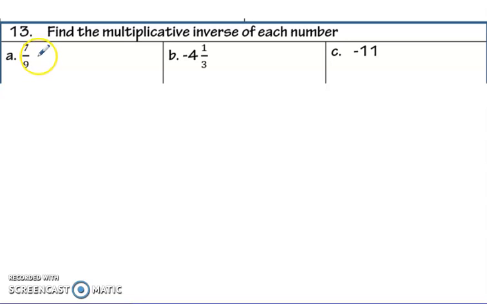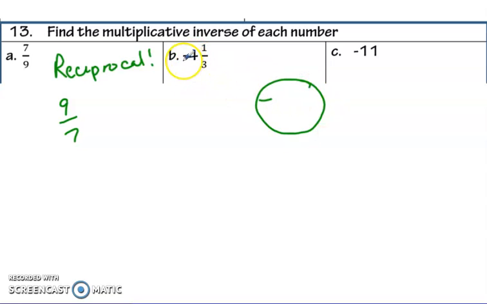Okay, the multiplicative inverse, you know, is just the reciprocal. That's it. So this one's going to be 9 sevenths. This one I've got to make top heavy, so it's going to be 12. I'm scared I'm going to forget that negative, so I'm going to put that in there right now. Okay, so I've got 12 plus more, so that's 13 thirds. Now I need to flip it, right? So it's going to be negative 3 over 13, and that's it.